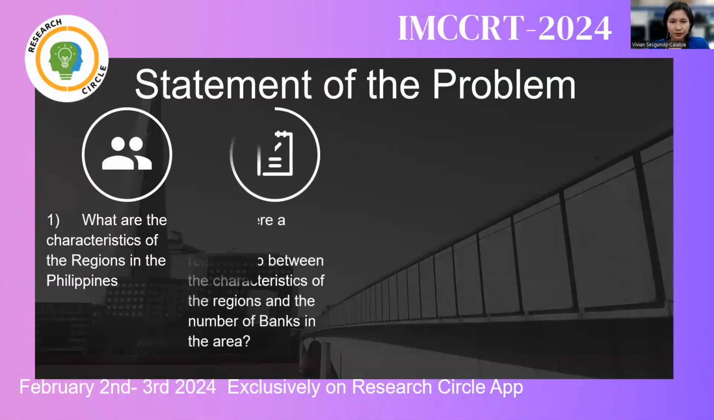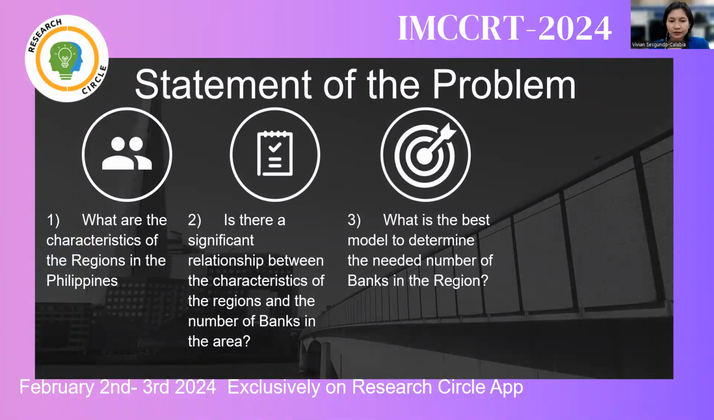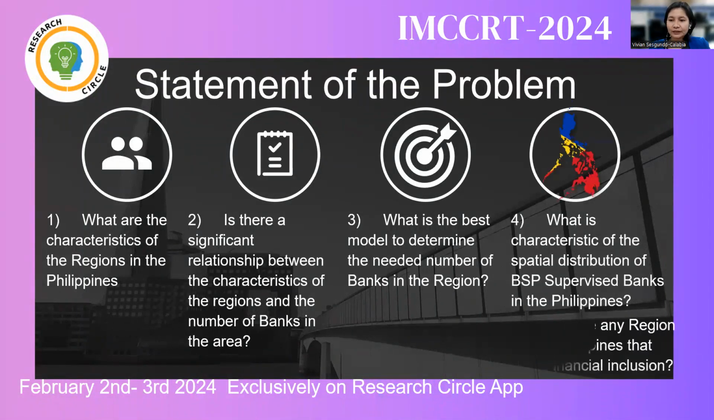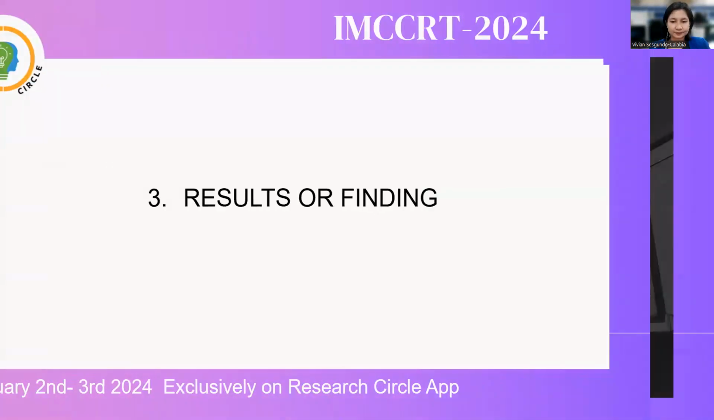So this study aims to answer the following statement of the problem. What are the characteristics of the regions in the Philippines? Is there a significant relationship between the characteristics of the regions and the number of banks in the Philippine regions? What is the best model to determine the needed number of banks in the region? What are the characteristics of the spatial distribution of the BSP supervised banks in the Philippines? Is there any region in the Philippines that lacks financial inclusion? And lastly, where are the best locations for future banks or branches?